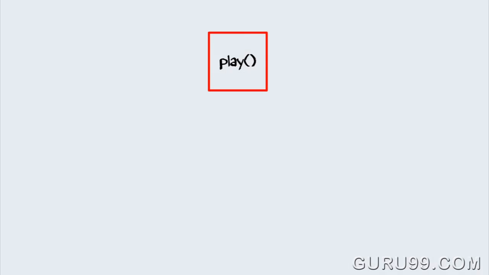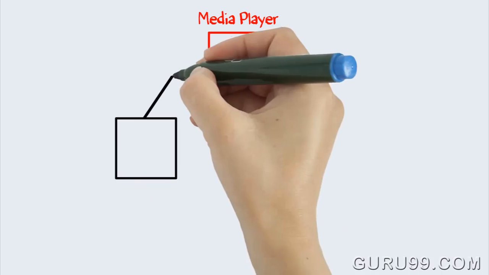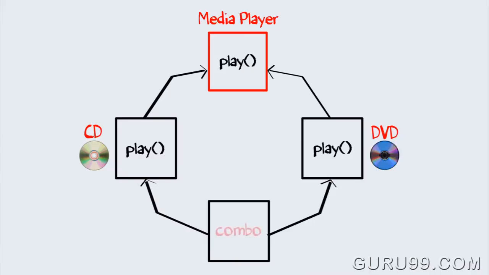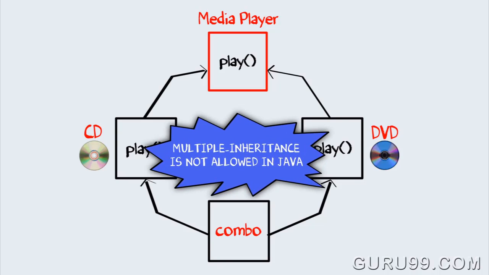Consider the following scenario. The class Media Player has two subclasses, CD Player and DVD Player, each having its own implementation of the Play method. Another class, Combo Drive, is inheriting both CD and DVD. Which Play method should it inherit? This can cause a serious design issue, and hence Java does not allow multiple inheritance.